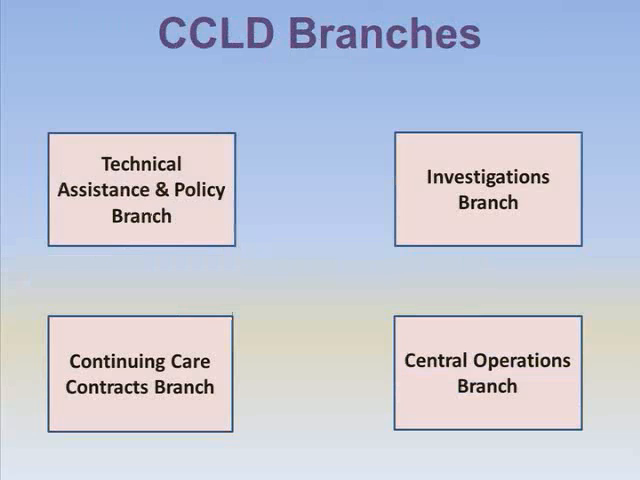Branches. In Sacramento, the headquartered branches include the Technical Assistance and Policy Branch, which consists of the Policy Development Bureau, which writes the regulations, policies, and procedures for residential programs, the Central Training Section, which primarily trains community care licensing staff, and the Administrator Certification Section, which oversees the certification of administrators in residential programs.